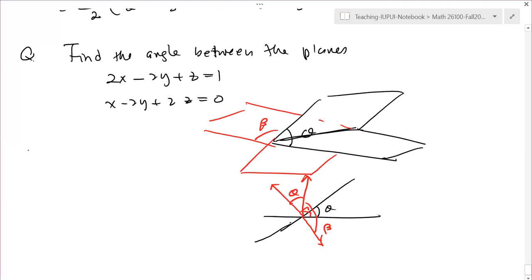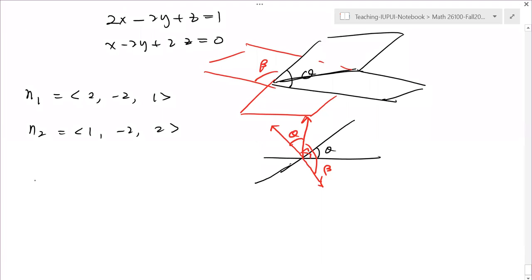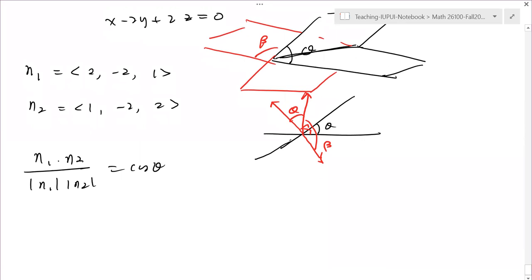to each plane. The first plane, the normal vector, is going to be (2, -2, 1). The normal vector for the second one, you can read them from the coefficients of the equation. Right? So then the inner product divided by the lengths is going to give the angle between those two normal vectors.